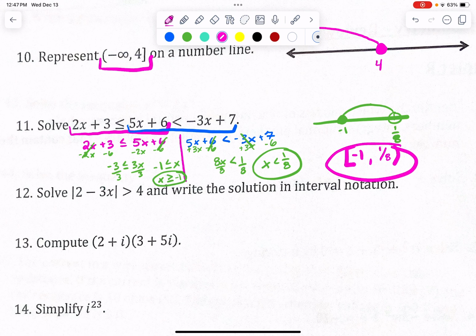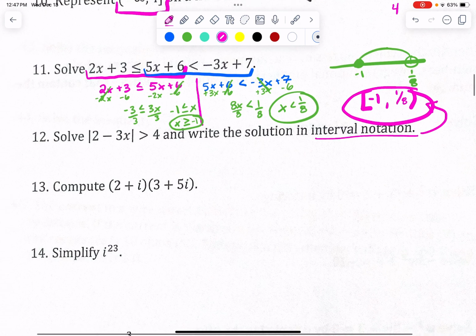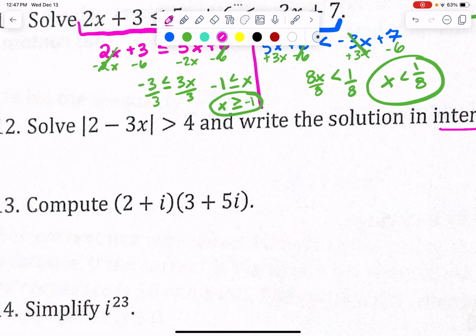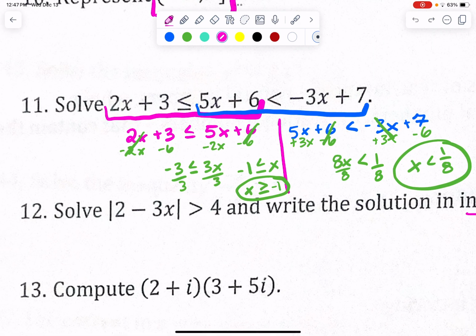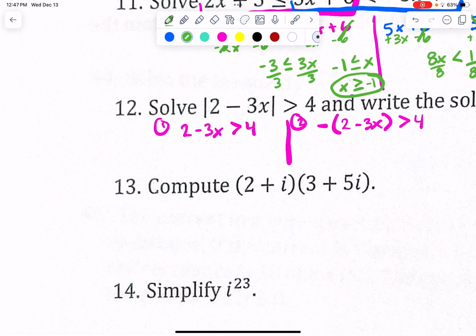All right, number 12. Write the solution in interval notation. Interval notation is this guy. So he's an absolute value and an inequality. We have to do 2 cases because he's an absolute value. First case, 2 minus 3x greater than 4. Second case, and do this as you please, you can do it a different way than I did: negative 2 minus 3x is greater than 4. We'll talk about him here in a second because some of you are going to want to do that a certain way. All right, let's solve this guy first.